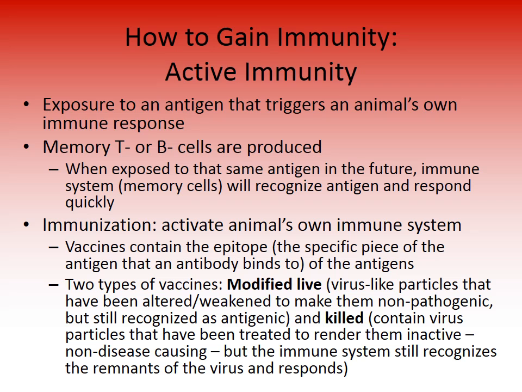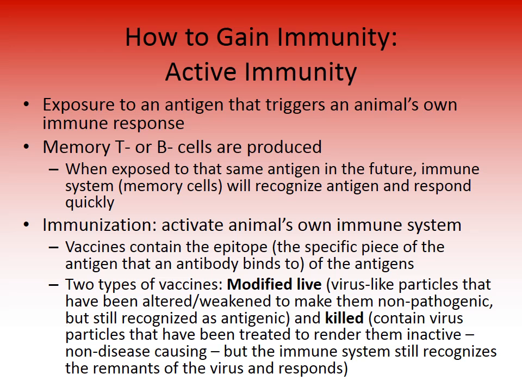But the opposite of passive immunity would be active immunity. So this is exposure to an antigen that triggers the animal's own immune response. Remember, passive immunity does not trigger that animal's immune response. The antibodies are just kind of given to them passively. So with active immunity, you're actually exposed to the antigen, and the animal's own immune system has to respond. So memory T or B cells are produced, which is good because the next time you're exposed to that antigen, you're going to have those memory cells there ready to fight it.